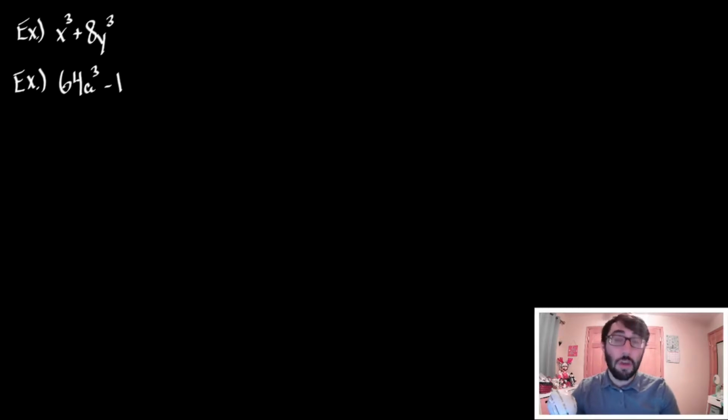We can use sum and difference of cubes only on binomials, but it could be addition or subtraction. The thing is, though, that everything in that binomial needs to be a perfect cube. So numbers like 1, 8, 27, 64, 125, and so on. And then for our variables, like x cubed, x to the 6th, x to the 9th, terms like that. So everything needs to be a perfect cube, and it does need to be a binomial.